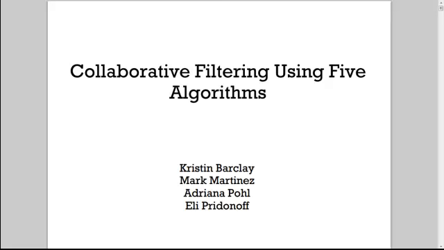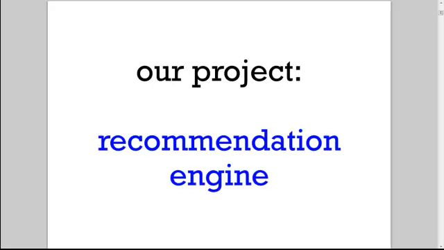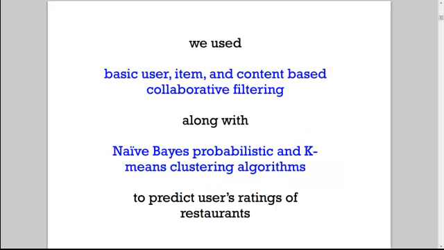Collaborative Filtering Using 5 Algorithms by Kristin, Mark, Adriana, and Eli. Our project was to create a recommendation engine for restaurants, meaning that we used the type of restaurants a person has liked in the past to predict the ones that they might like in the future. To do this, we use basic user, item, and content-based collaborative filtering, along with naive Bayes probabilistic and k-means clustering algorithms to predict users' ratings of restaurants.